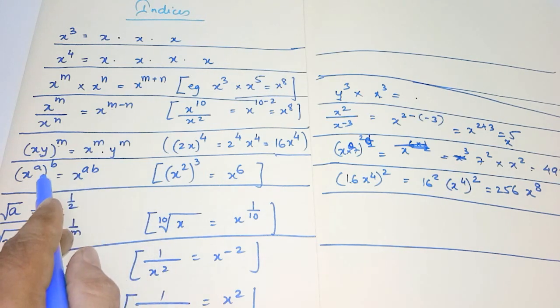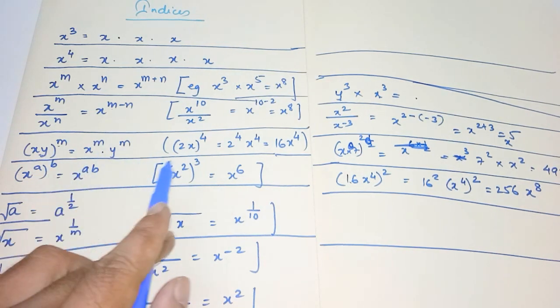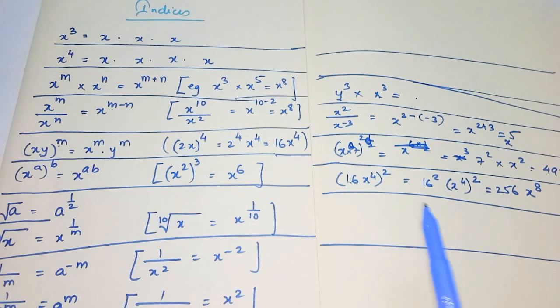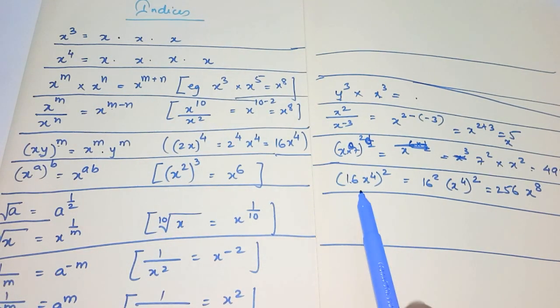So remember this property. If you're raising a number already raised to a certain power, you just multiply the powers. Here is another simple example.